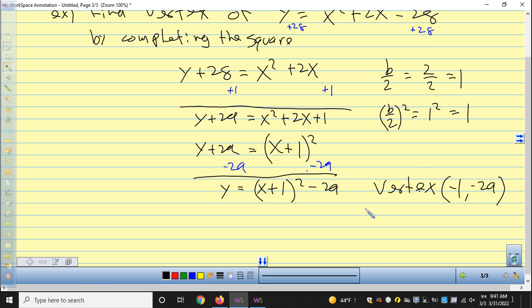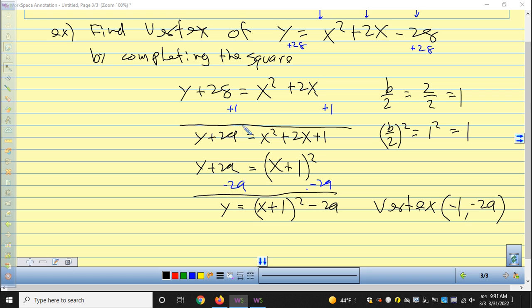All right, so questions there. So really the process is very much the same as what we did yesterday. The only difference is yesterday we started with 0 instead of y. And then we took the square root to undo the squares and got x by itself.